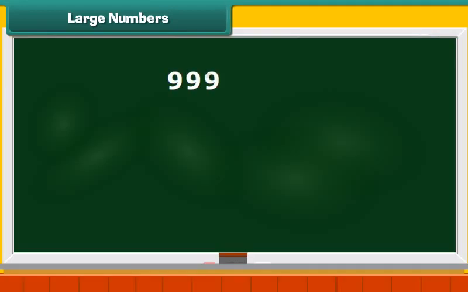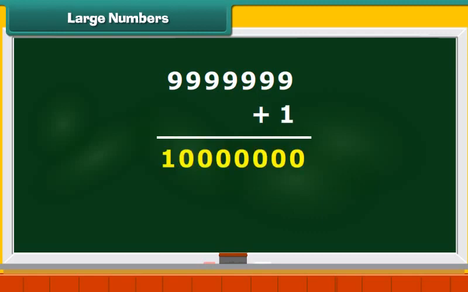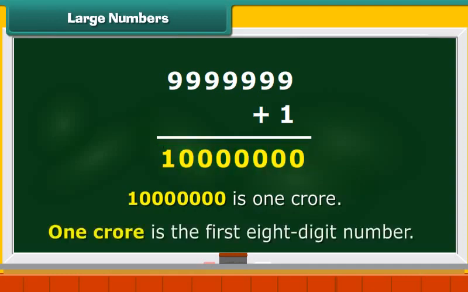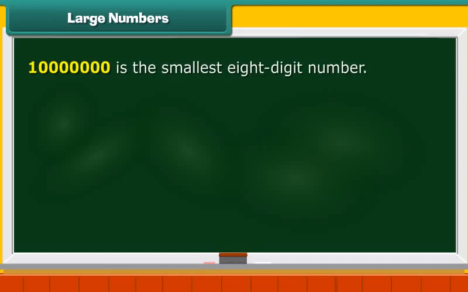Let us look at the largest 7-digit number that you learnt in class 4. It is 9 written 7 times. It is read as 99,99,999. Now add 1 to the number. What do you get? 1 followed by 7 zeros. This number is known as 1 crore. It is the first 8-digit number. 1 crore is the smallest 8-digit number.